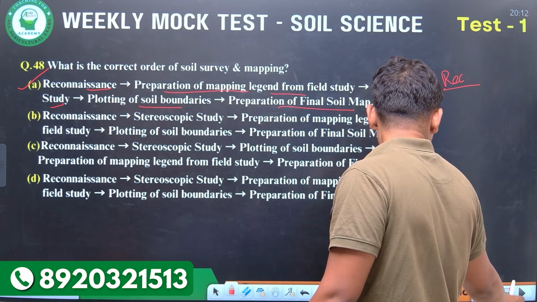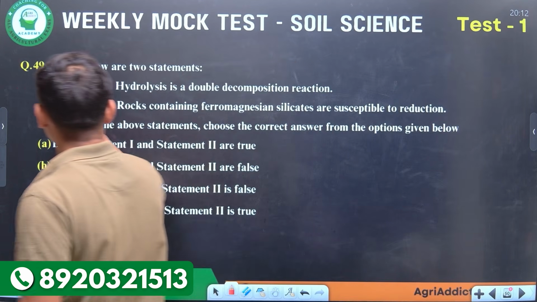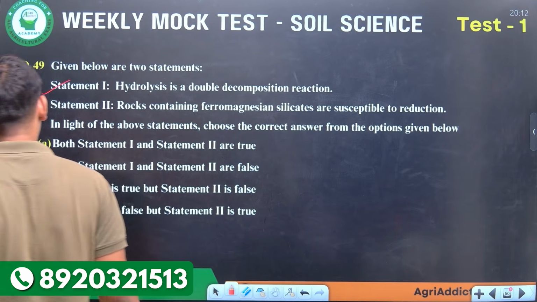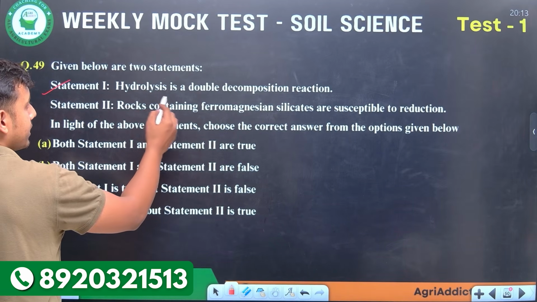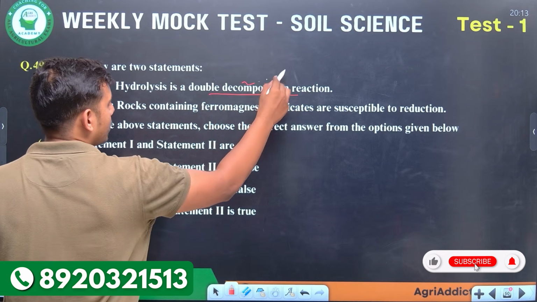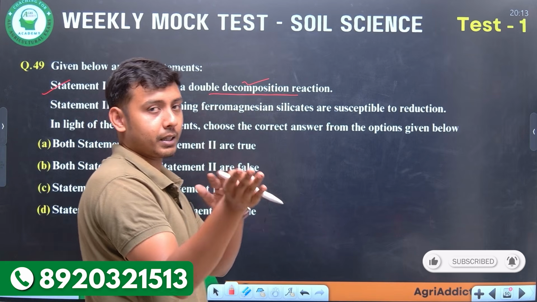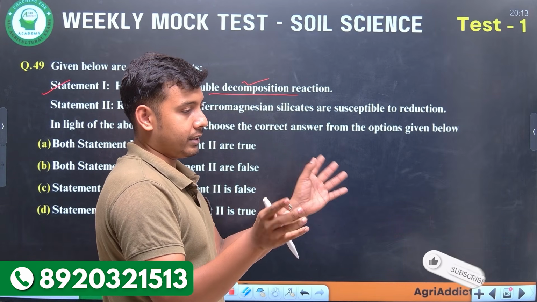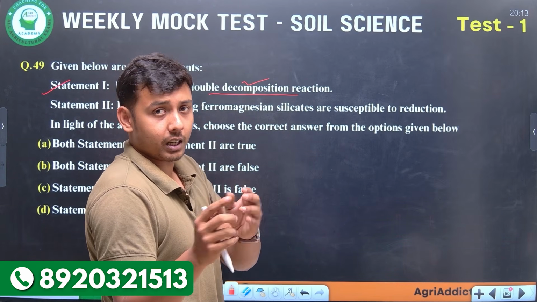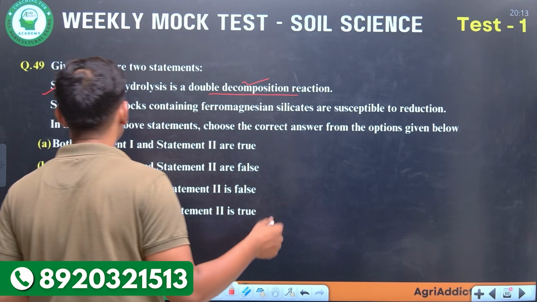Okay. Now comes again a statement based question. The statement 1, what is written here? Statement 1 is hydrolysis is a double decomposition reaction. Okay, this is true. Hydrolysis is double decomposition. We know that one H plus comes on this side, one OH minus comes on the other side, and then two new products are formed. So hydrolysis can be called double decomposition also.